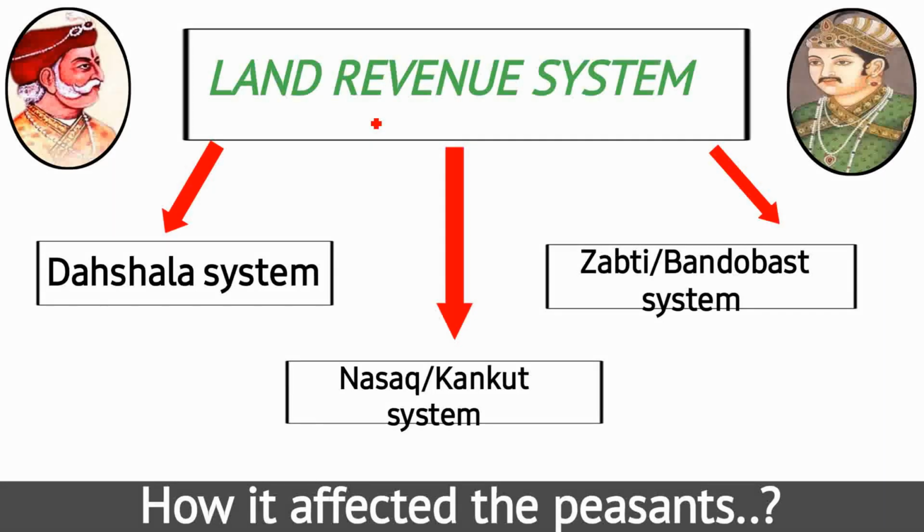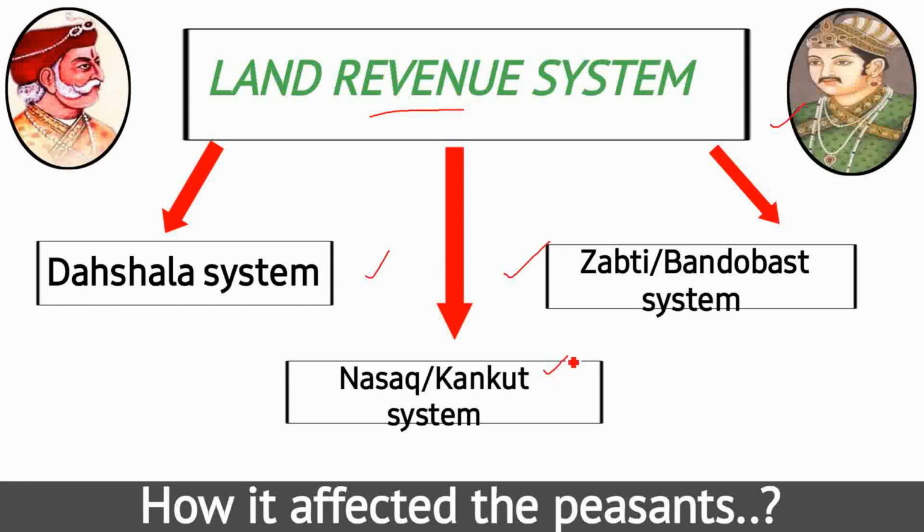Today in this video we are going to discuss in depth the land revenue system of Akbar. How many systems were adopted by Akbar to strengthen his land revenue administration? Why did Akbar adopt different systems rather than one, like the Dehsala system, Zabti or the Bandobast system, and the Nasak or Kankut system?